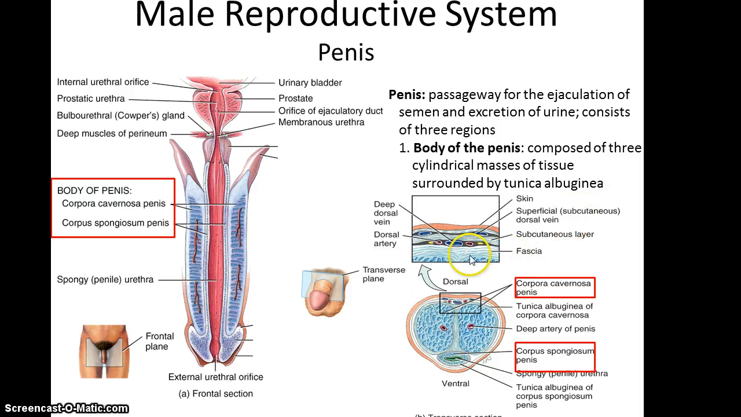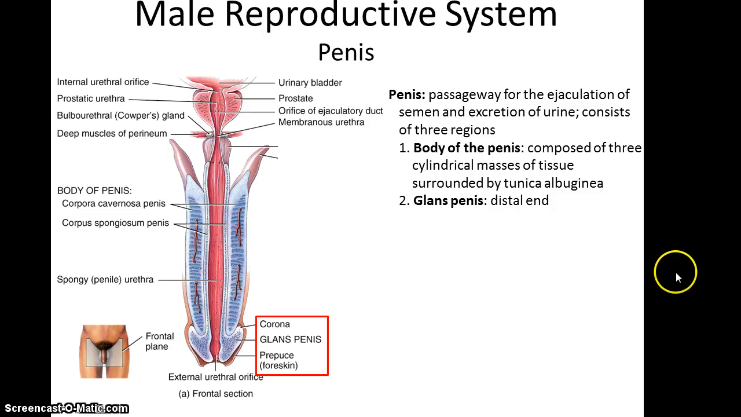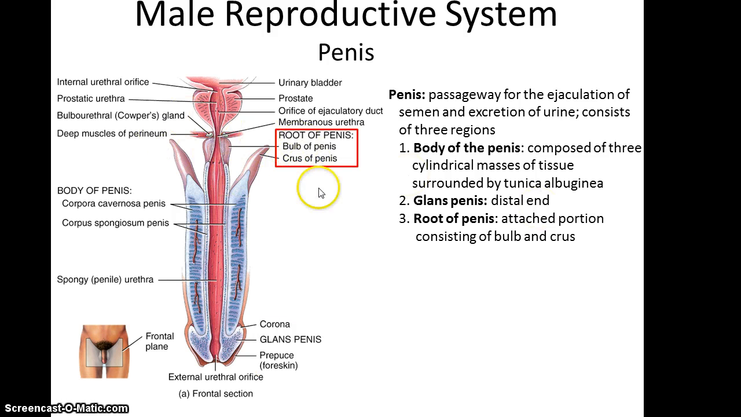And you can see here that when you look at the blood vessels, you have arteries going through the corpus spongiosum, and you have veins and a few arteries up near the tunica albuginea area. You have the glans penis, which is the head of the penis. The head can be subdivided into the corona, which is sort of the outer area, and then the prepuce, which is the foreskin for those who still have it. And then you have the root of the penis, which has the bulb of the penis and the crus of the penis. And this is what's basically attaching the penis to the trunk of the body.